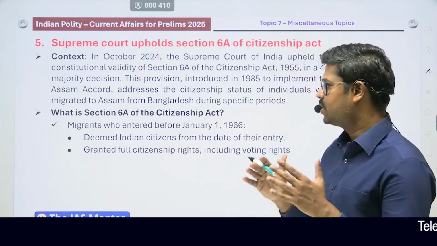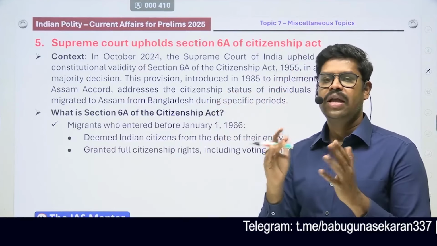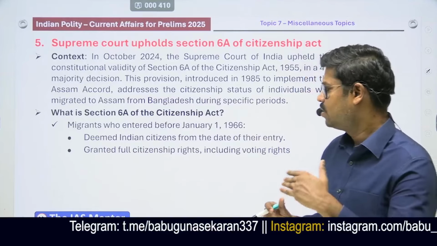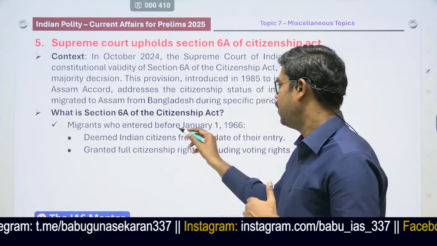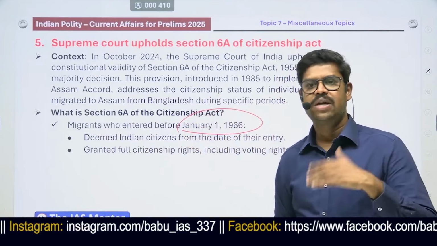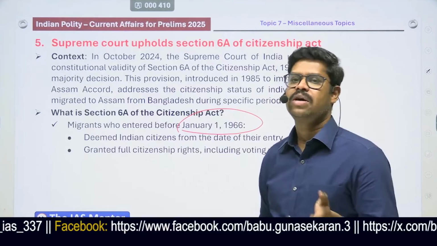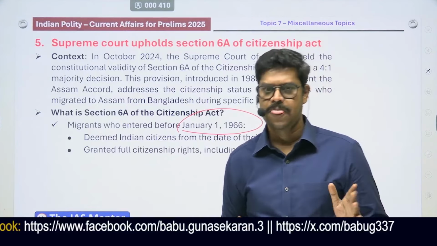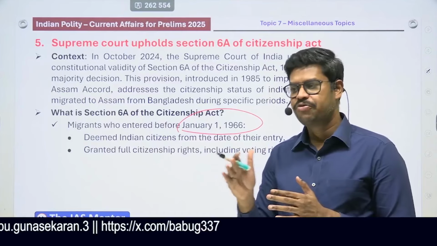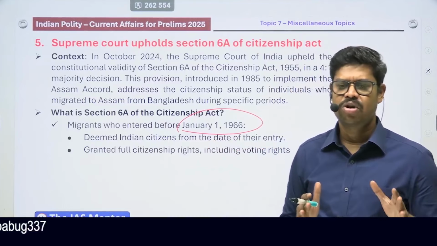In fact, Section 6A has many dates to determine whether an illegal migrant who entered India from Bangladesh would be considered a citizen or not. So the Section 6A talks about all these dates. Migrants who entered before January 1, 1966: even though they are illegal migrants, they can be considered citizens of India for all purposes. Why is this important? Because before 1st January 1966, the migration was very less, so it was not causing any problem.